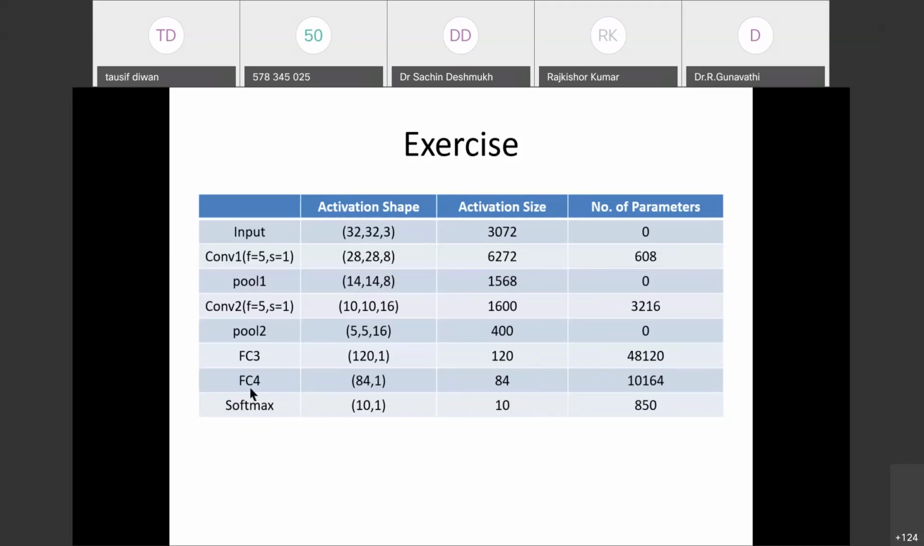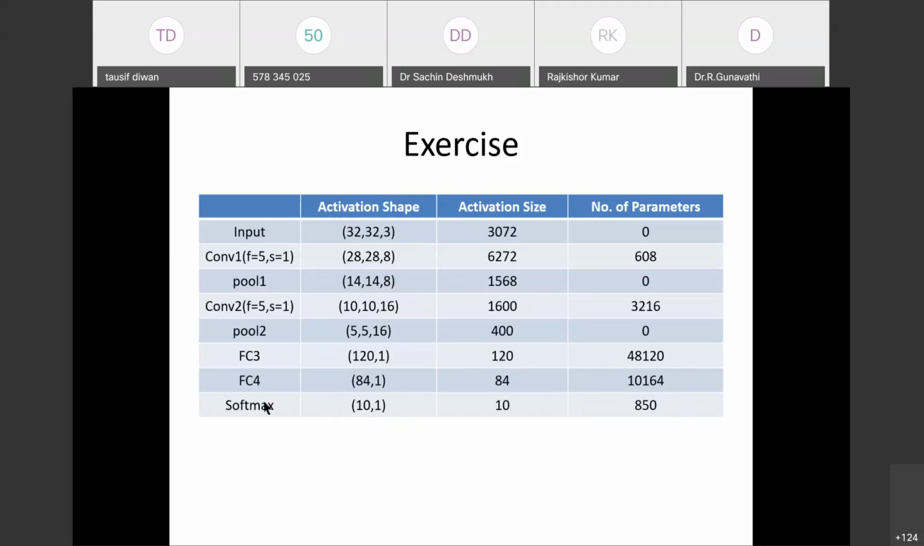After that, next fully connected layer. Next fully connected layer is 84 neurons. These 84 neurons will be connected to this input. How many neurons are there? 120 neurons. So it will become 84 multiplied by 120 plus 84. That will become 10164.